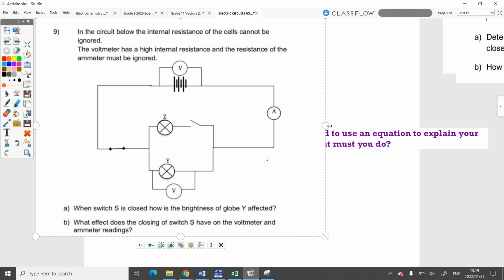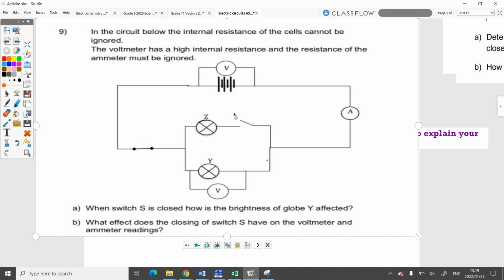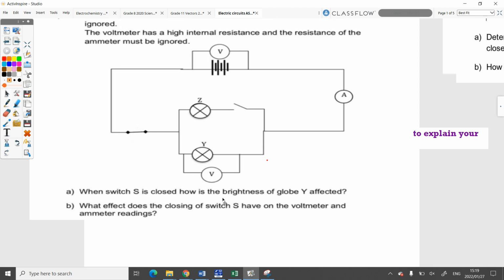I'm very clear, or I think I'm very clear about it in the test. Every time at the top of the question, we tell you internal resistance is negligible, or you can ignore it, or you can't ignore it. Please read it. Make sure you know what you're doing. In this one, you cannot ignore it. The voltmeter has a high internal resistance. That's just stuff that we have to tell you, because you should know that a voltmeter has a high resistance by now in matric. When switch S is closed, how is the brightness of globe Y affected?